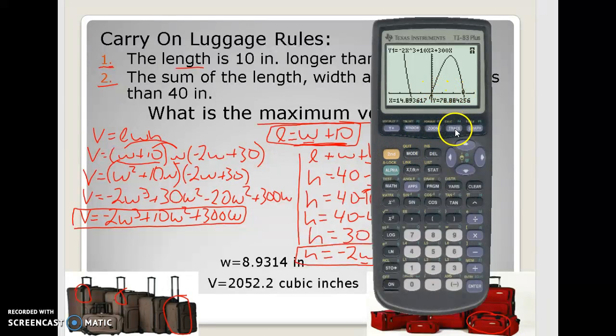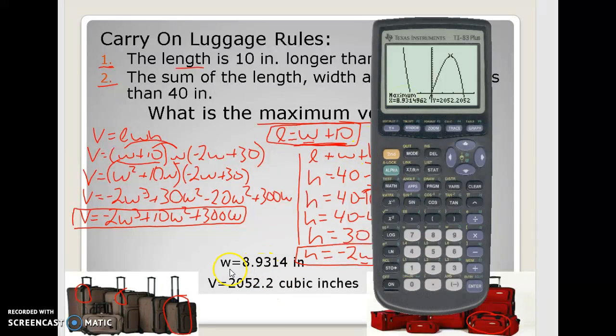To find that, I'm going to go to second calculate. I'm going to move down to maximum, and it wants me to put in the left bound. So I'm going to move my cursor with the left arrow to the left of the maximum point and press enter. Then I'm going to move my cursor to the right of that maximum point and press enter. I could guess, or I could just press enter again, and it's going to tell me that the maximum volume is 2,052 square inches, and that happens when my width is 8.93 inches.